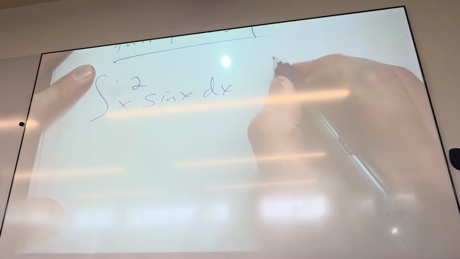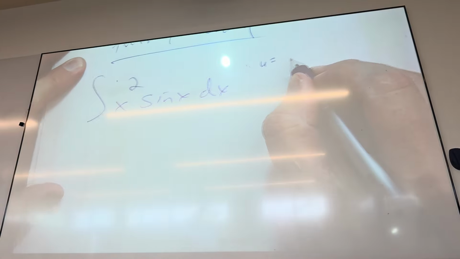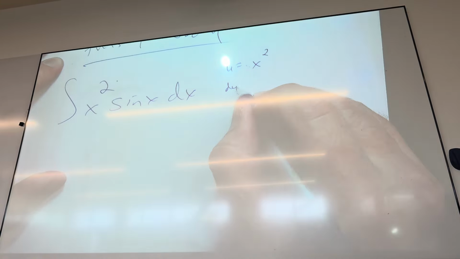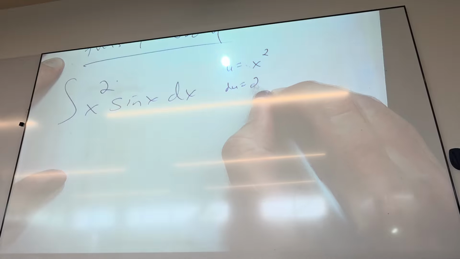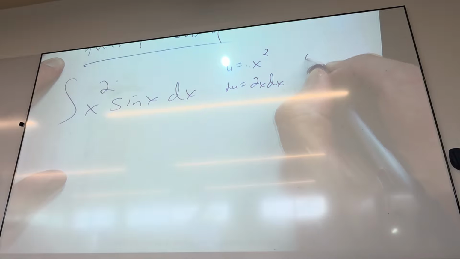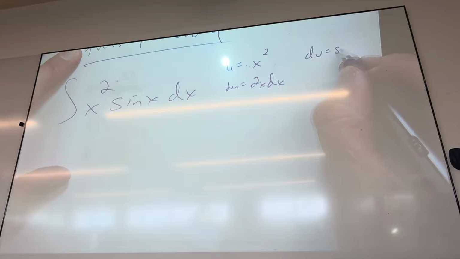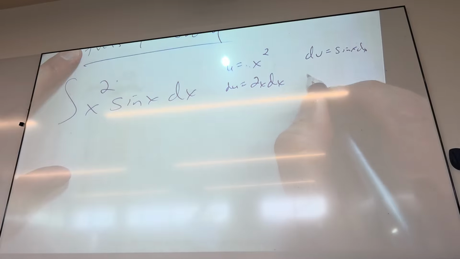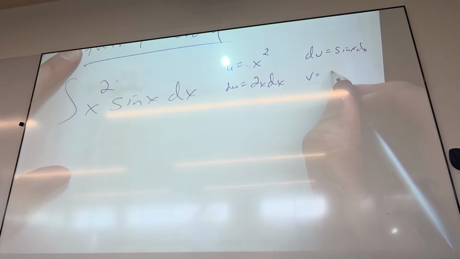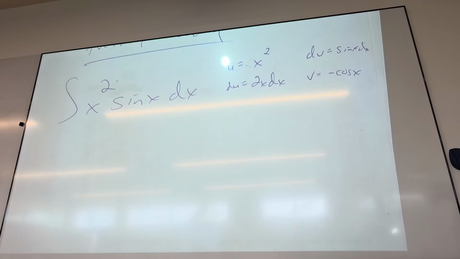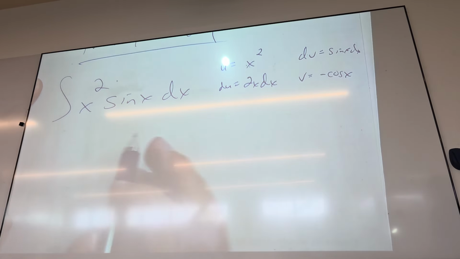So I'm going to let u equal x squared. So du is 2x dx. dv must then be sine x dx. So then v is negative cosine x. Right, changing the gears on trig functions when you're integrating versus differentiating. It's a little tricky sometimes. So then I get, what do I get?